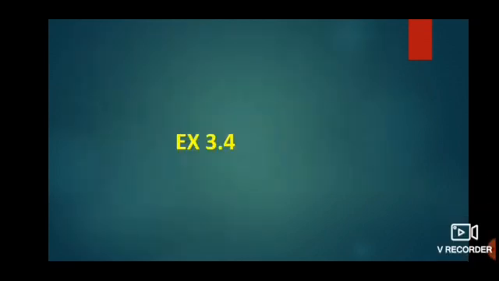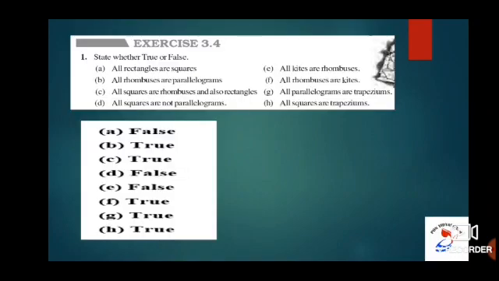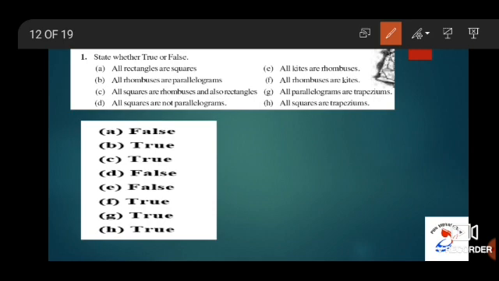Now, the last exercise for this chapter, children, that is exercise 3.4. Problem number 1. State whether the following statements are true or false. Question A. All rectangles are squares. It is false. B. All rhombus are parallelogram. It is true. Question C. That is, all squares are rhombus and also rectangle. Again, it is true. Subdivision D. All squares are not parallelograms. That is, it is false.